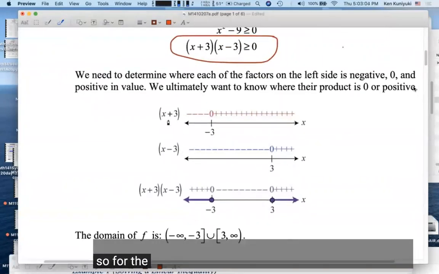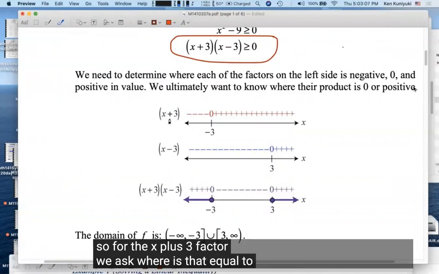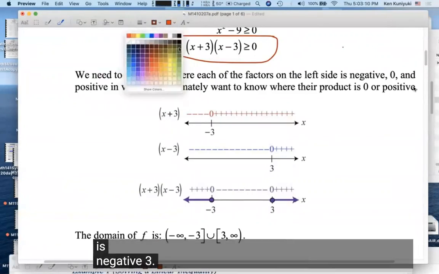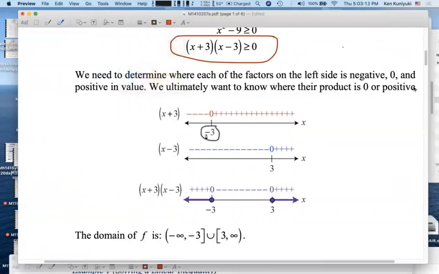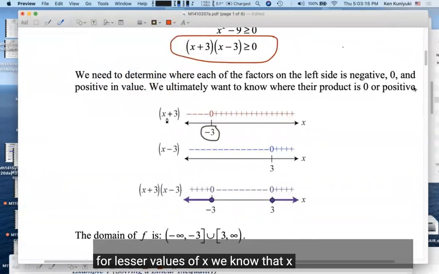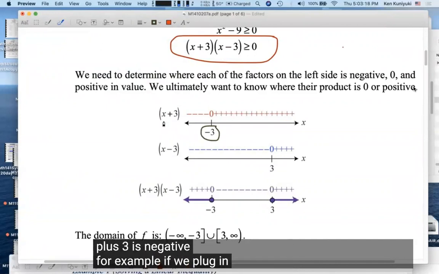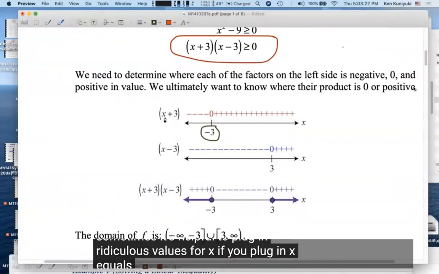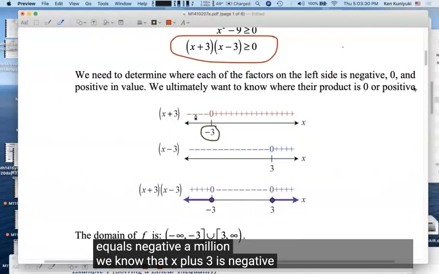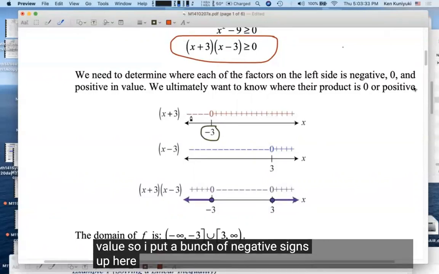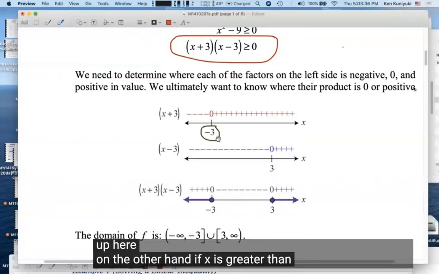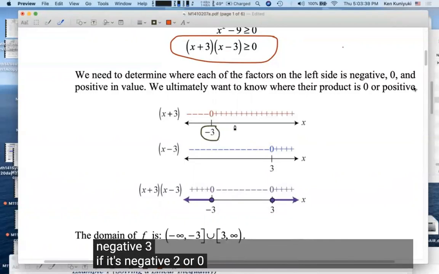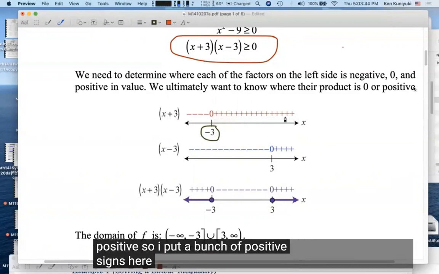So for the x plus 3 factor, we ask, where is that equal to 0? When x is negative 3. For lesser values of x, we know that x plus 3 is negative. For example, if we plug in x equals negative 4 or negative 10 or negative 1,000,000, sometimes it's helpful to plug in ridiculous values for x. If you plug in x equals negative 1,000,000, we know that x plus 3 is negative in value. So I put a bunch of negative signs up here. On the other hand, if x is greater than negative 3, if it's negative 2 or 0 or positive 1,000,000, then the value of x plus 3 will be positive. So I put a bunch of positive signs here.